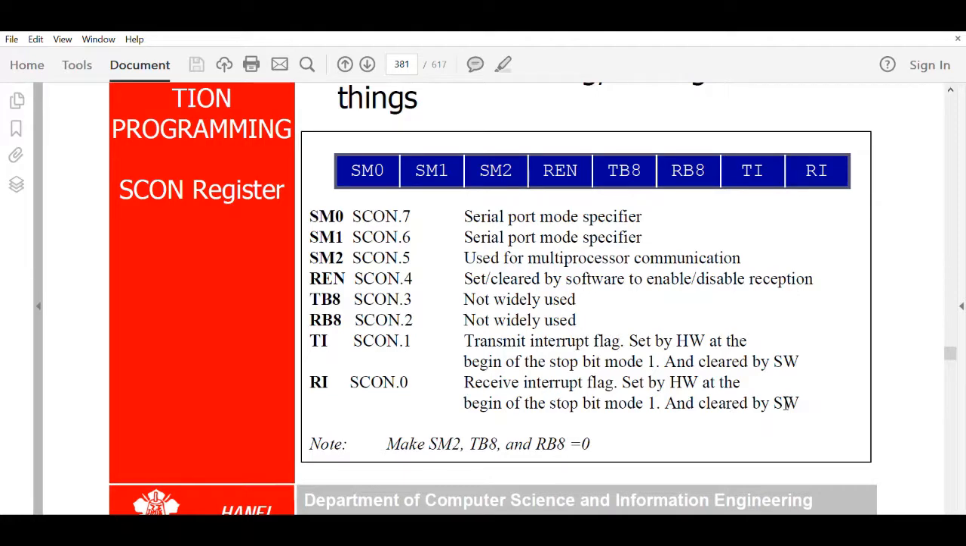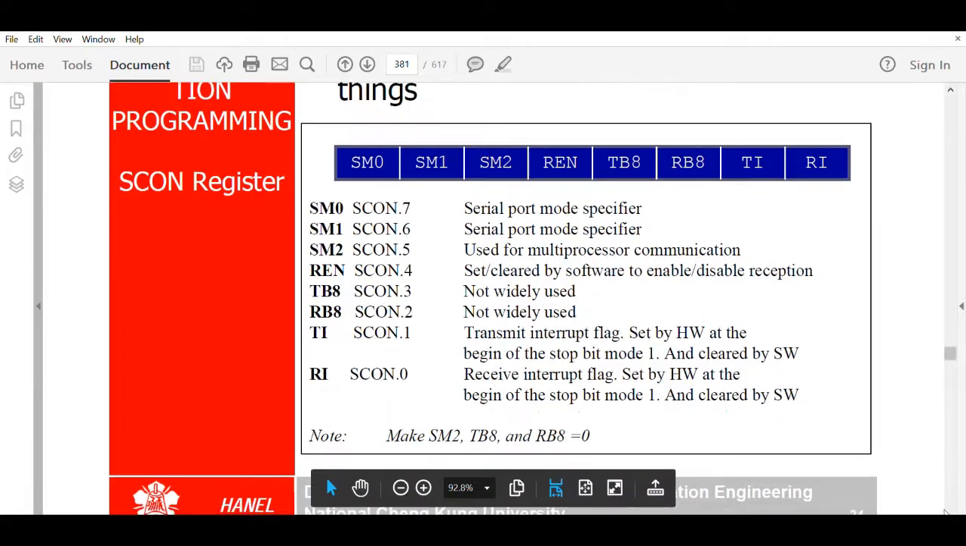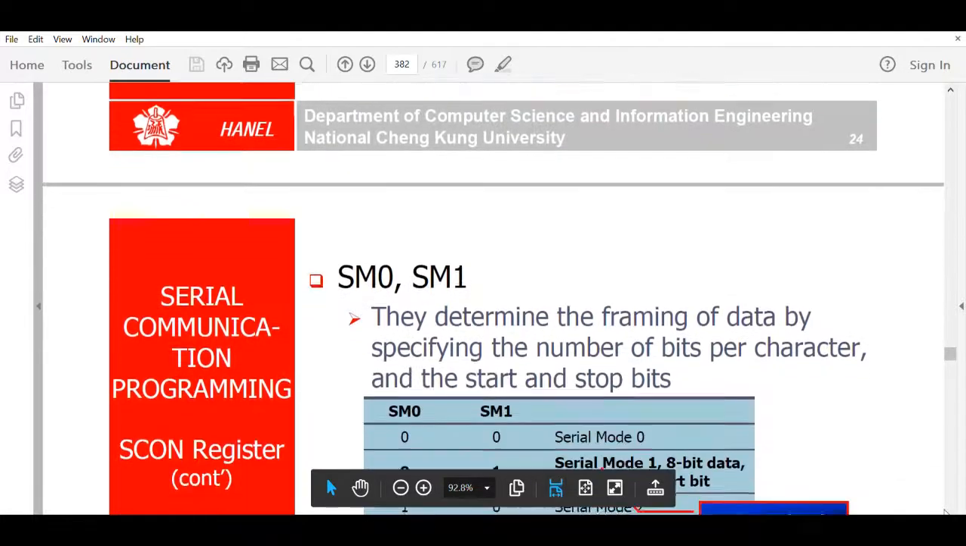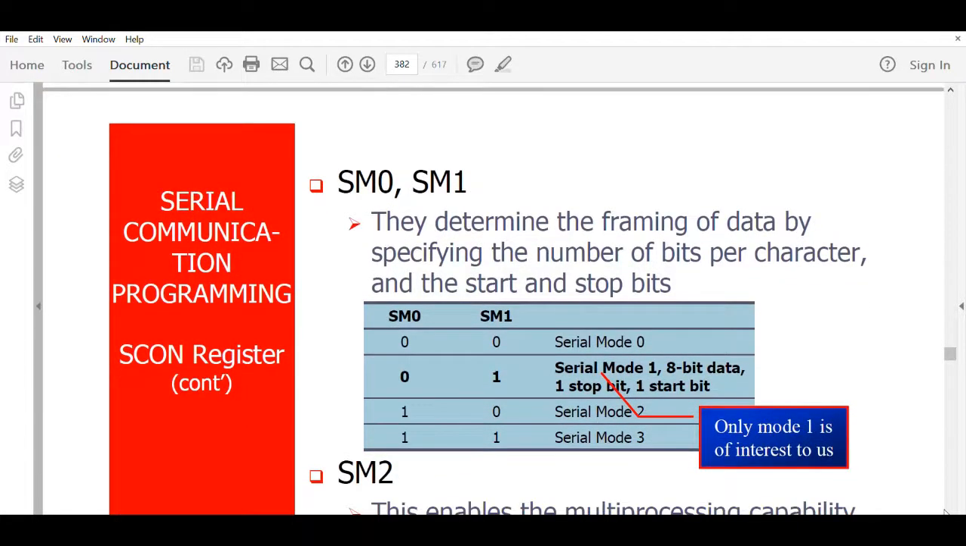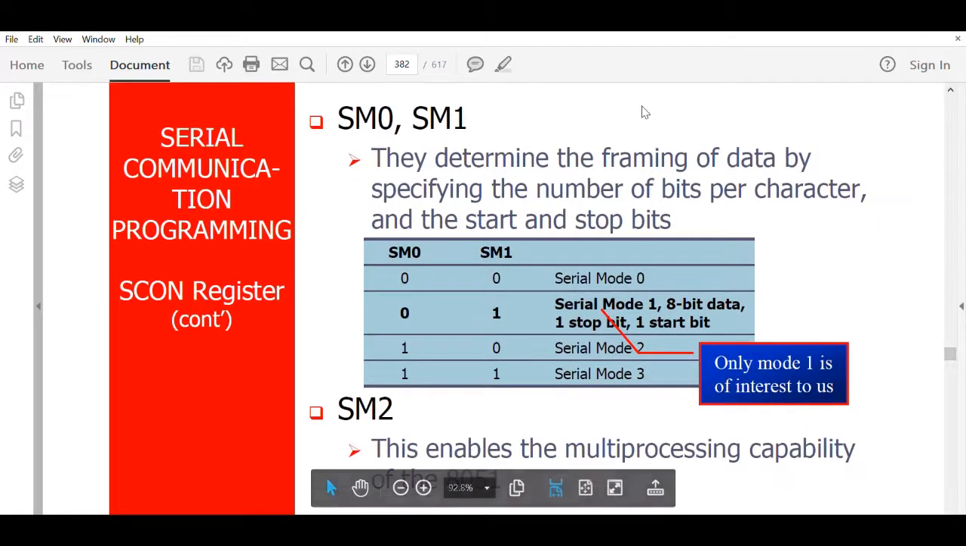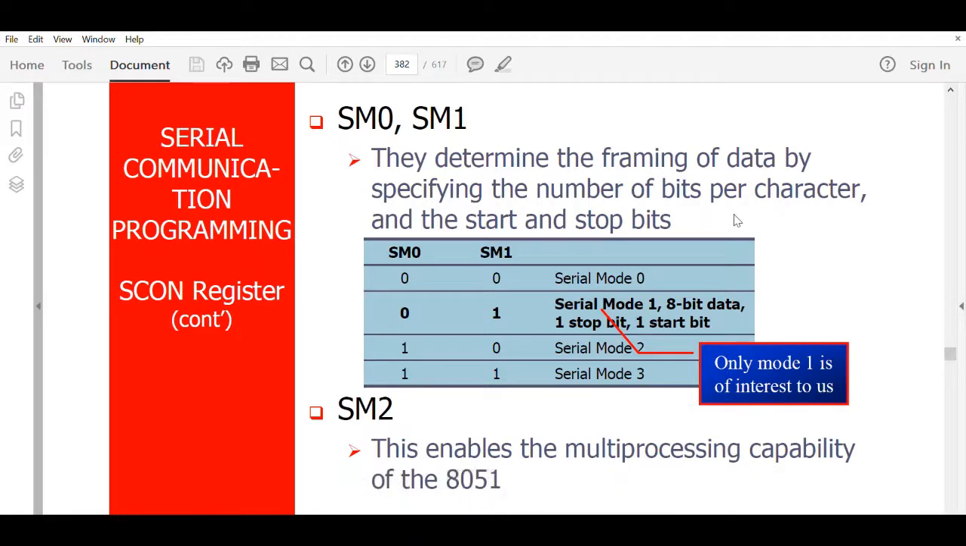So we will deal with this later on. So what is SM0 and SM1? Mode is set using SM0 and SM1. They determine the framing of data by specifying the number of bits per character and the start and stop bits. So how many bits are there in a character, and the start and stop bit, will be specified by the higher order 2 bits. If it's 0, 0, then it is serial mode 0.